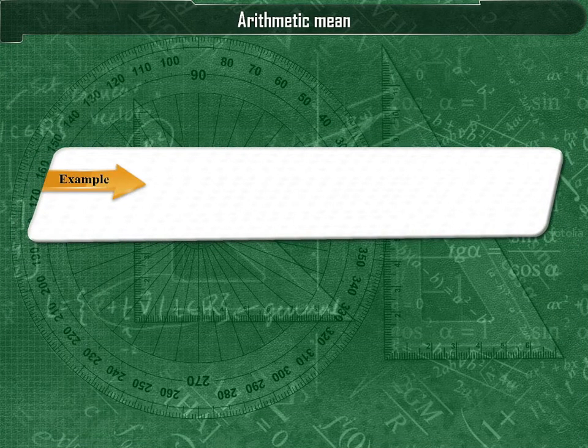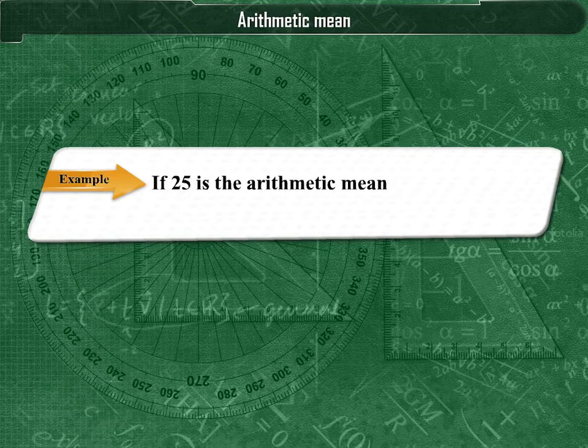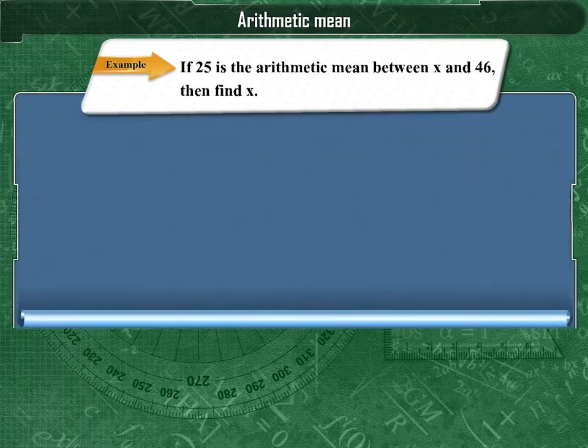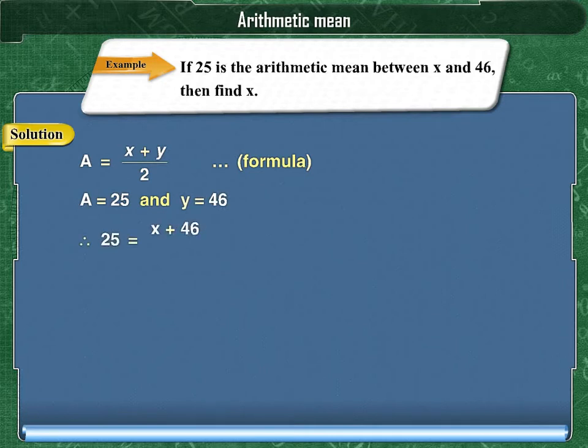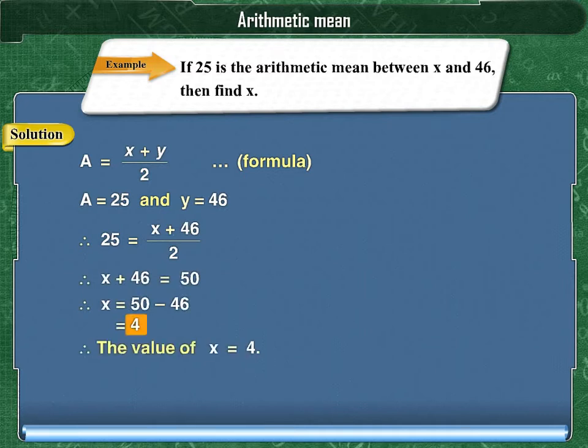Let us solve an example by using the formula of arithmetic mean. If 25 is the arithmetic mean between x and 46, then find x. We know the formula A is x plus y upon 2. Here the arithmetic mean A is given as 25 and the second number y is given as 46. On substituting these values in the formula, we get 25 is x plus 46 upon 2. On simplification, we get x is 4. Therefore, the value of x is 4.